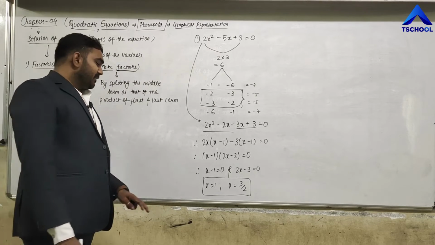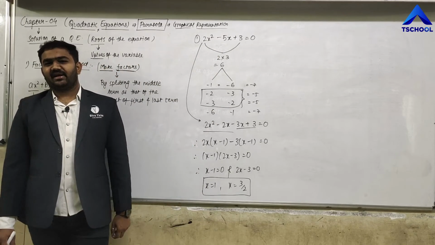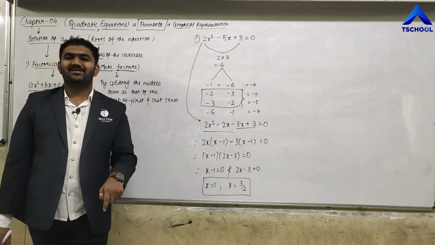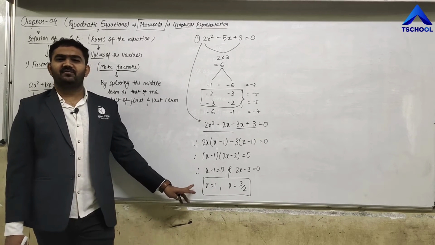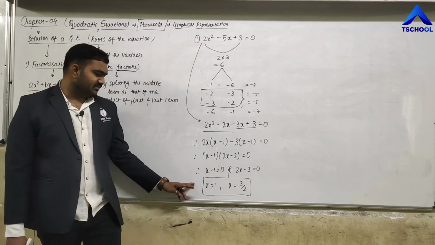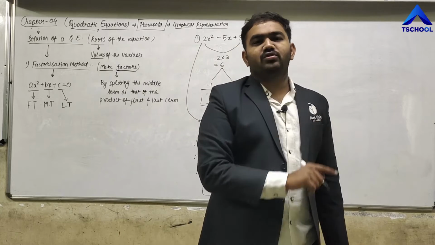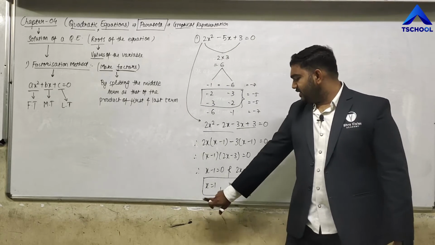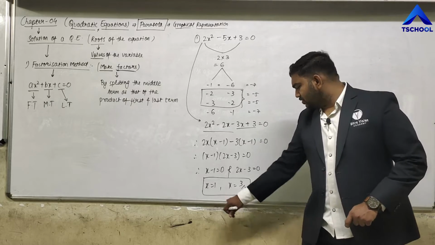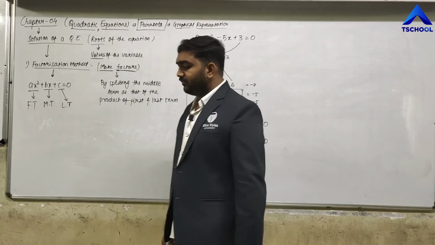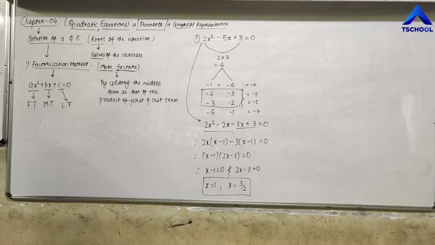You can simply check by putting these values in this equation and see whether the equation is satisfied or not. It will be satisfied, and if that is satisfied, that means the solution of the given quadratic equation is x equals 1 and 3 by 2. That means the roots of the given quadratic equation are 1 and 3 by 2. Is it clear, everyone? Okay friends, so that is about the first one.